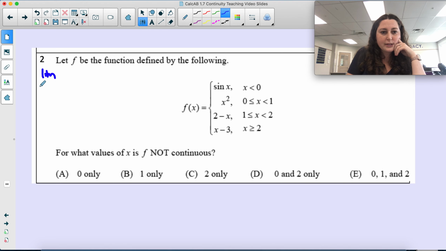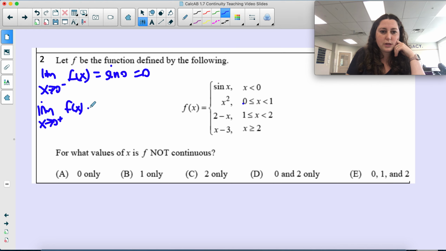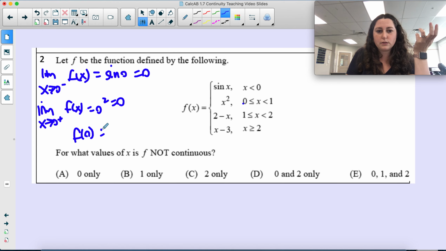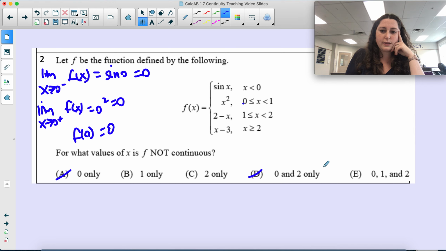So the limit as x approaches 0 from the left would be less than 0. So that's sine x, so sine of 0, which is 0. And the limit as x approaches 0 from the right would be between 0 and 1, so that's 0 squared, which is 0. So the limit is 0, and f of 0 is also x squared, so that's also 0. So the function is continuous at 0, limit exists equals the function value. So not continuous, we cancel out 0 or anything that has 0 in the answer choice.